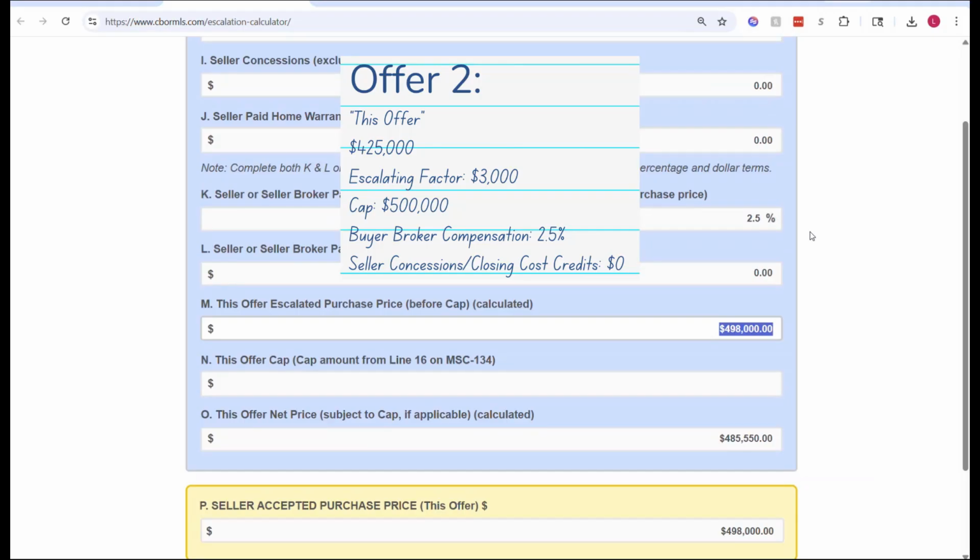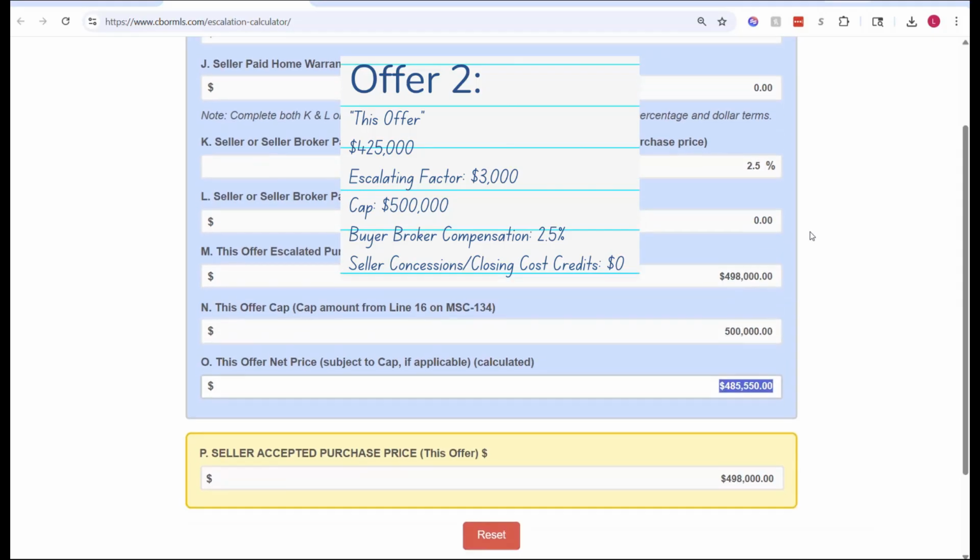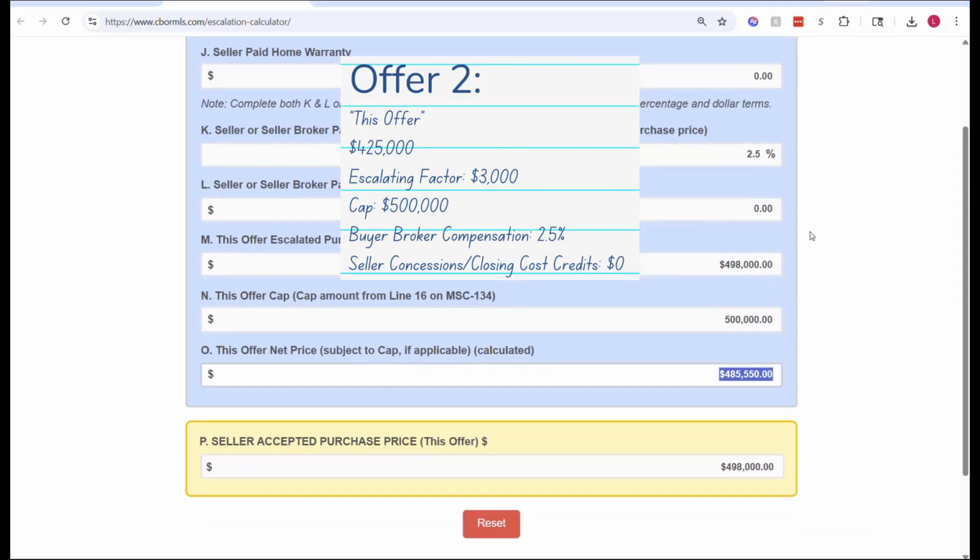Enter this offer's cap amount from line 16 on MSC-134 into box N. In this example, that would be $500,000. Box O auto-calculates this offer net price, which is $485,550.